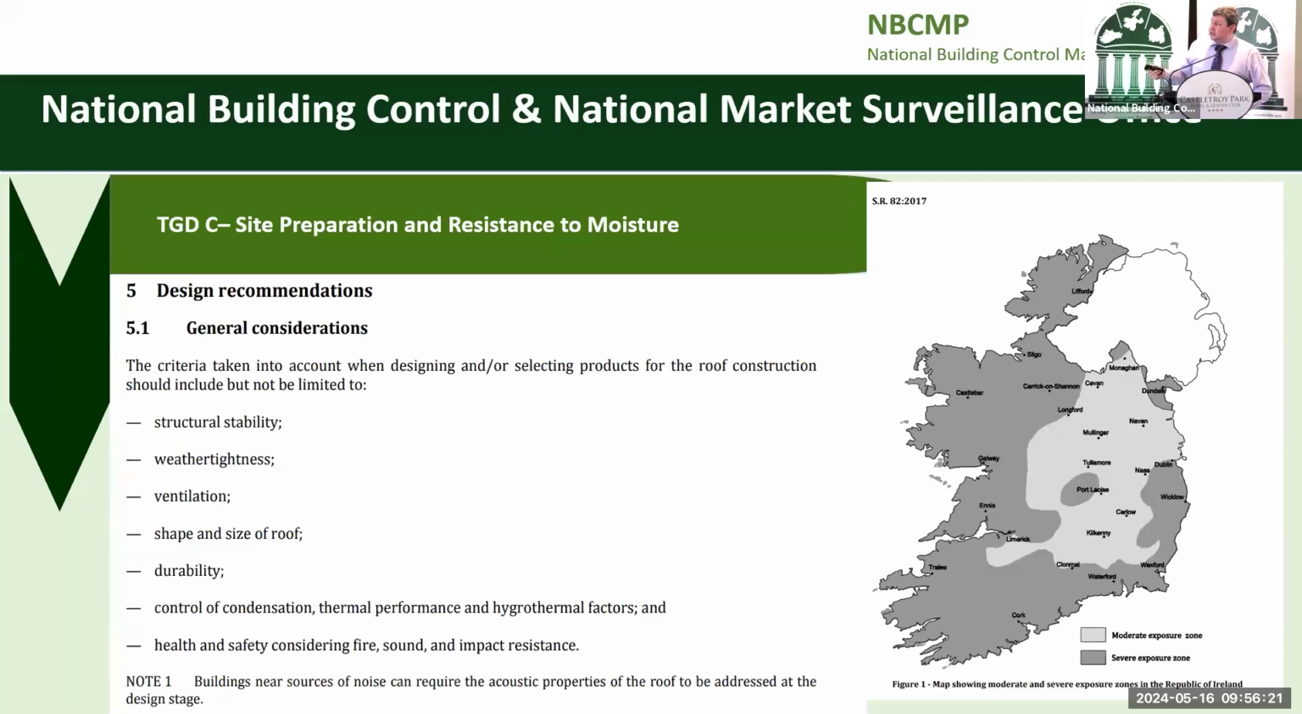and it's kind of limited, and it tells you to look at the height of your building. If this is designed on a 10 metre, anything over 10 metres is not really considered by this map. So you need to be in a higher exposure class. So the structural stability, weather tightness, ventilation, shape of the roof, the durability, control of condensation, thermal performance, hygrothermal factors, and health and safety considerations: fire, sound, and resistance.